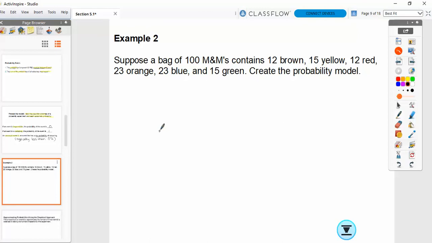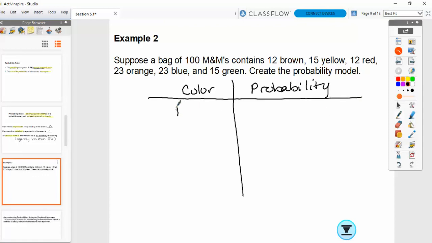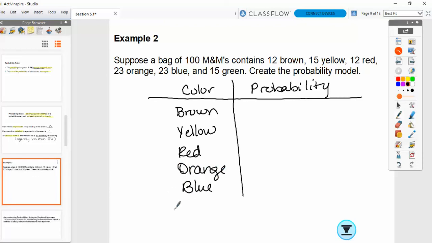All right, so we have a bag of 100 M&Ms. We have 12 brown, 15 yellow, 12 red, 23 orange, 23 blue, and 15 green. So for a probability model, you just list the outcome and the probability. My outcome is my color. I'm just going to make a table with the color and the probability. You can list these colors in any order you want. I'll just go in the order of the problem. So the possible colors were brown, yellow, red, orange, blue, and green.